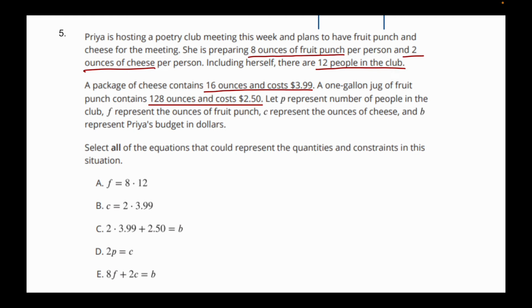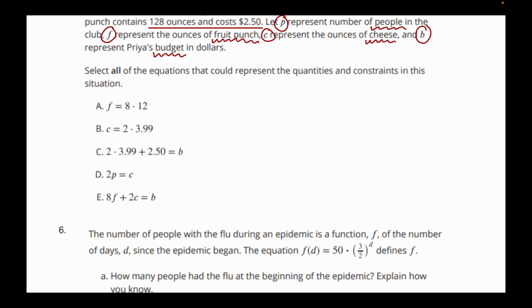In terms of variables, we're going to say P is the number of people. F is the ounces of fruit punch. And C is the ounces of cheese. And then B in general is going to be her budget in dollars, or her total cost, or what she would need to budget. So let's look at all equations that could represent these quantities and constraints.